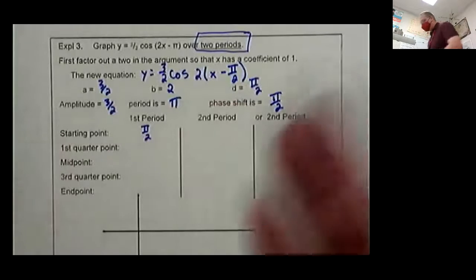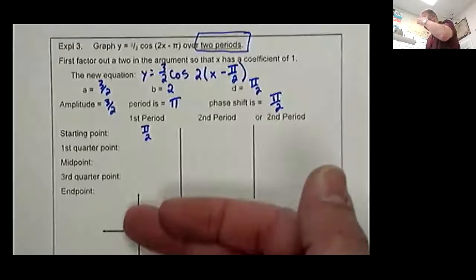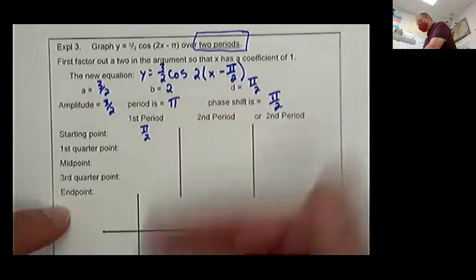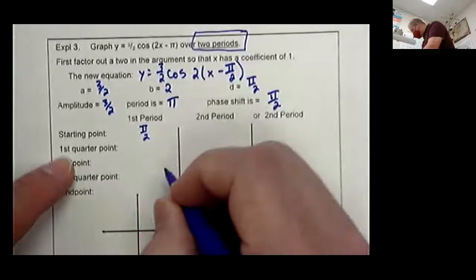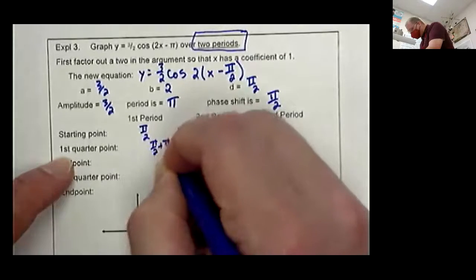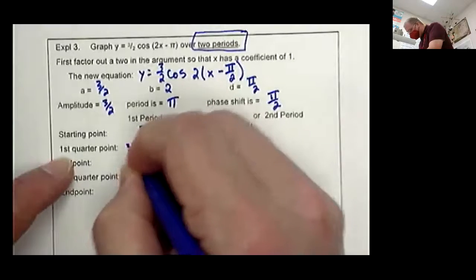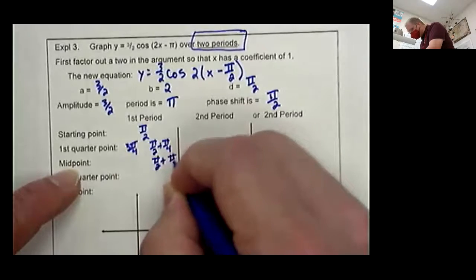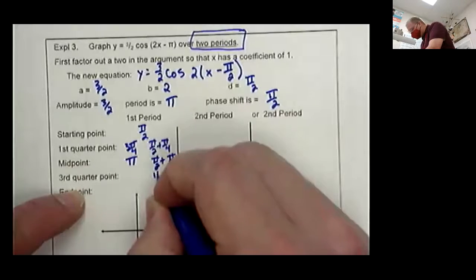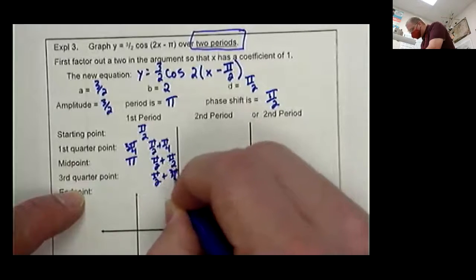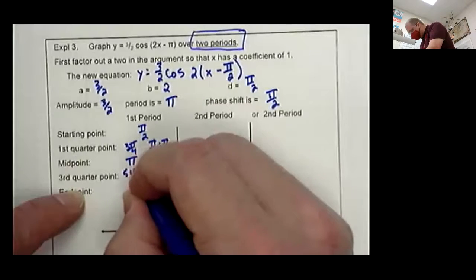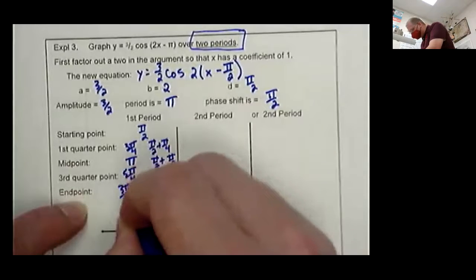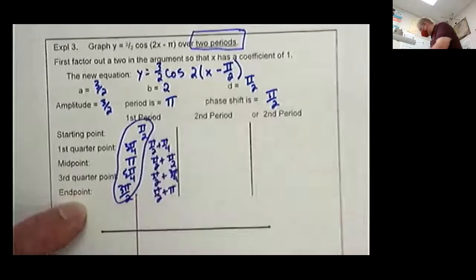So again, there's a couple ways to do this. You can either go to the endpoint by adding pi, which would be 3 pi halves, or you can add quarter values of our period, which is pi. So our first quarter point has to be pi halves plus a quarter pi, which is 3 pi fourths. And then we have pi halves plus half our period, which is pi halves, which is pi. Our third quarter point would be pi halves plus 3 pi fourths, and that is going to be 5 pi fourths. And then our final point is pi halves plus pi, and that's 3 pi halves. So there's our first values.